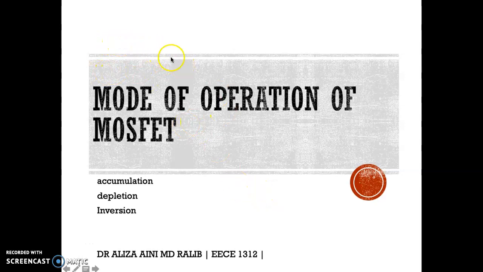So now let's continue to the mode of operation of MOSFET. The modes of operation are divided into three. The first one is accumulation, the second one is depletion, and the third one is inversion.